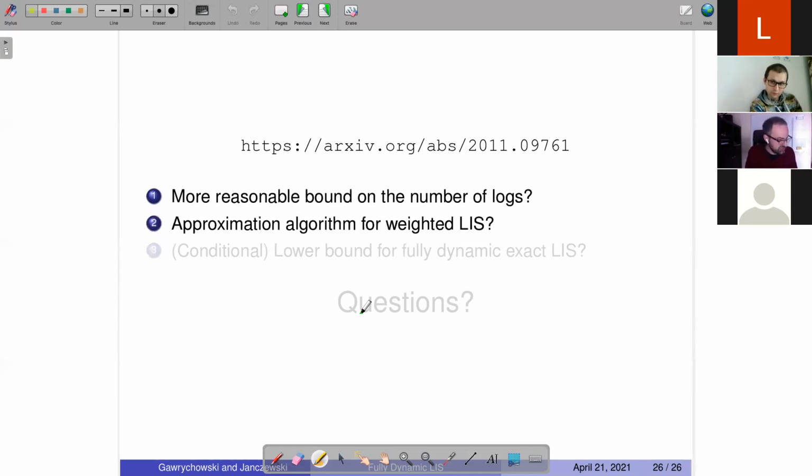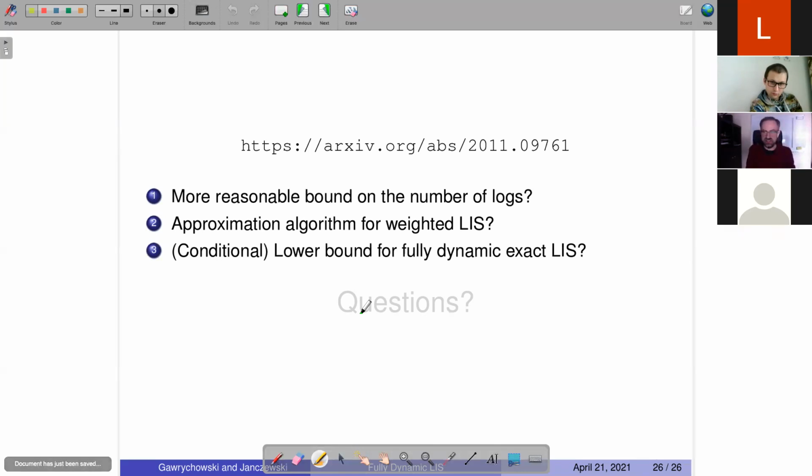We would like to have an approximation algorithm for weighted, because we have a conditional lower bound for weighted. So it would make sense. This decomposition doesn't really work, because it was not sensitive to the weights, and we don't see how to make it sensitive to weights, to make different elements have different weights. And the most annoying question would be to get a conditional lower bound for fully dynamic exact LIS. Just to remind you, the paper by Kociumaka and Seddighin solved this in n to the 4 over 5, but we don't really have a conditional lower bound.